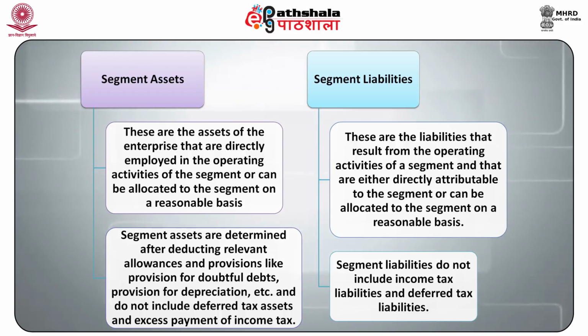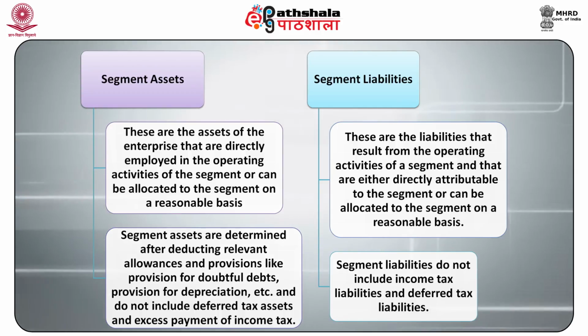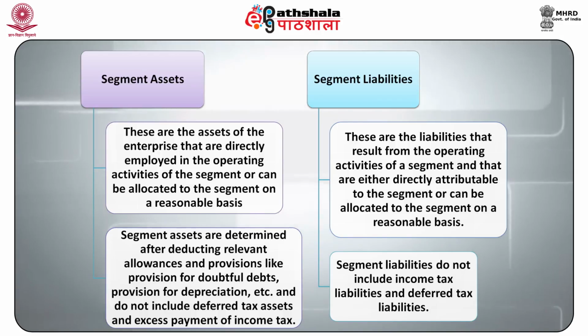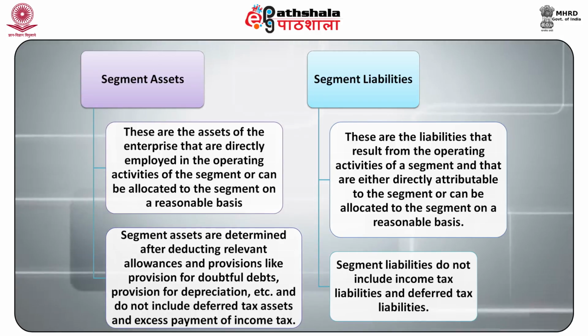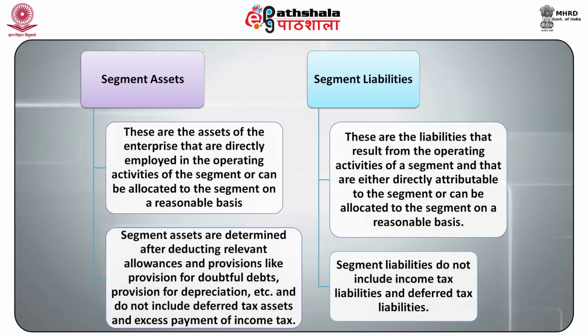Number 4, segment assets. These are the assets of the enterprise that are directly employed in the operating activities of the segment or can be allocated to the segment on a reasonable basis. Segment assets are determined after deducting relevant allowances and provisions like provision for bad and doubtful debts, provision for depreciation, etc., and do not include deferred tax assets and excess payment of income tax.